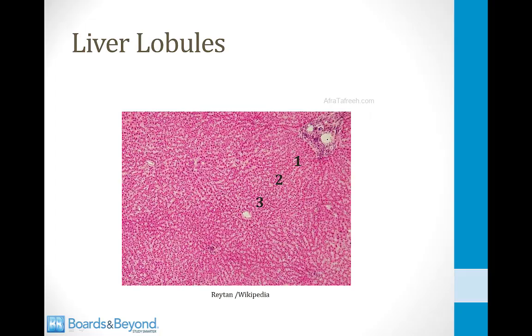As blood travels from the portal vein to the central vein, it crosses hepatocytes, which are divided up into 3 zones. The first zone is closest to the portal triad. The third zone is closest to the central vein. And the second zone is in the middle. And as we will see, different pathological processes have their effects differently on the 3 zones.